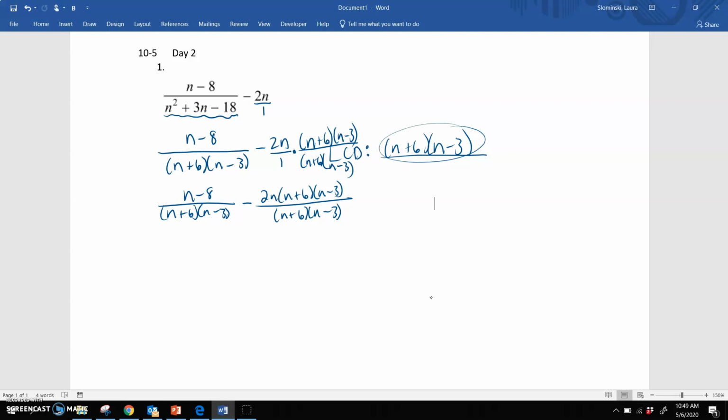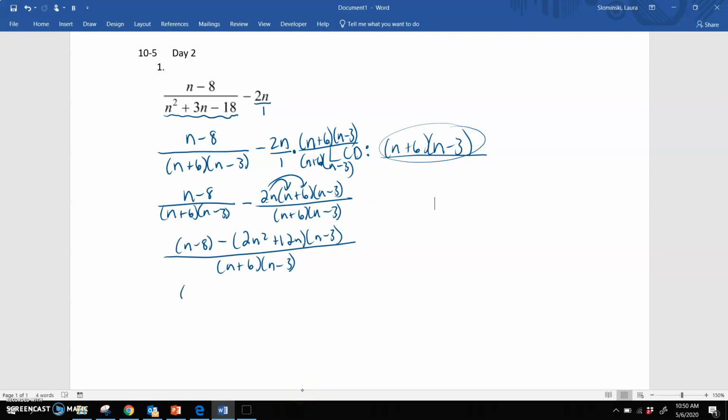Okay, so now I can take this and subtract everything on top. So I'm going to have n minus 8 minus, and then I'm going to put it in parentheses. I'm going to start distributing these. So that becomes 2n squared plus 2 times 6 is 12n times n minus 3. And now it's all over n plus 6 times n minus 3.